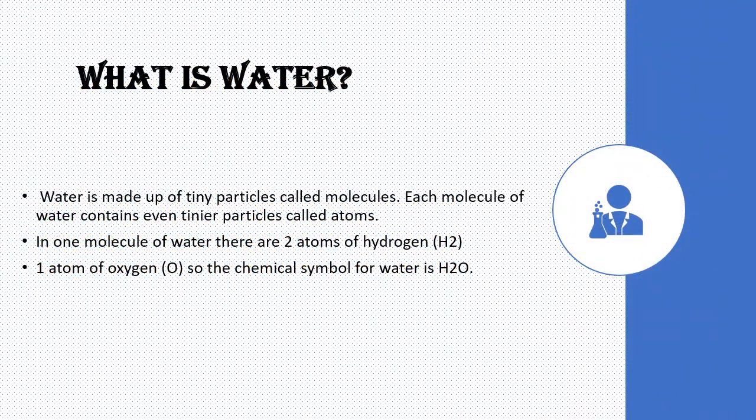What is water? What does the word water stand for? Water is made up of tiny particles called molecules. Each molecule of water contains even tinier particles called atoms. In one molecule of water, there are two atoms of hydrogen and one atom of oxygen. So the chemical symbol for water is H2O.